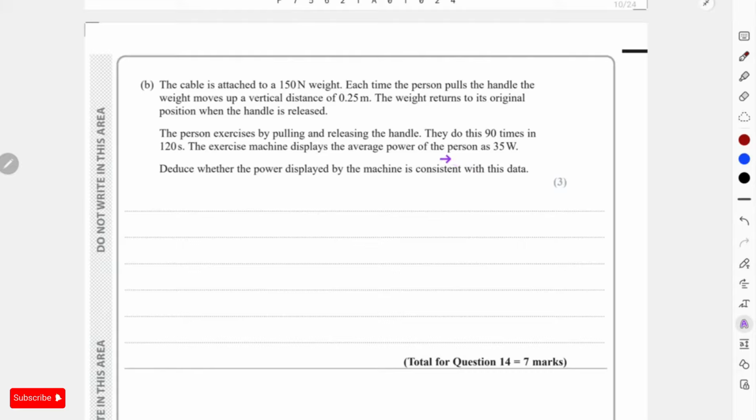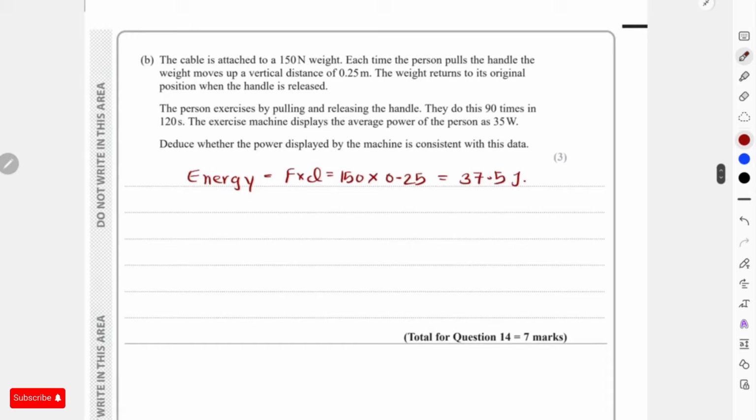So in order to find out the power, we have to find out the energy. Over here the force is 150 Newton, they have already provided, so we can write energy as force times distance, which is the formula for work done, but work done and energy are all the same. So you can just write 150 times the distance, which is 0.25, and you get an approximate energy of 37.5 joules. To find out the power, you have to divide it by time, which was 120 seconds.